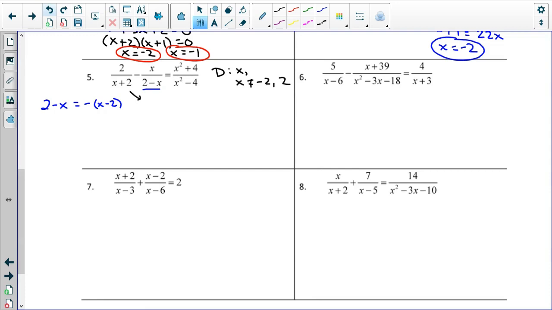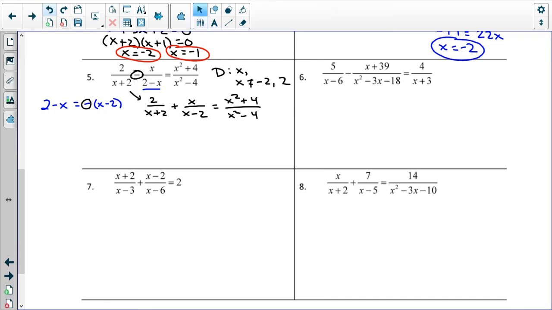So what I'm going to do is I'm going to rewrite this as 2 over x plus 2 plus x over x minus 2 equals x squared plus 4 over x squared minus 4, which if you factor x squared minus 4, it's x plus 2, x minus 2. So notice what happened was I had the opposite of x minus 2. So I changed 2 minus x to negative x minus 2. And then what ended up happening is I had minus a negative, which ends up changing it to plus a positive.